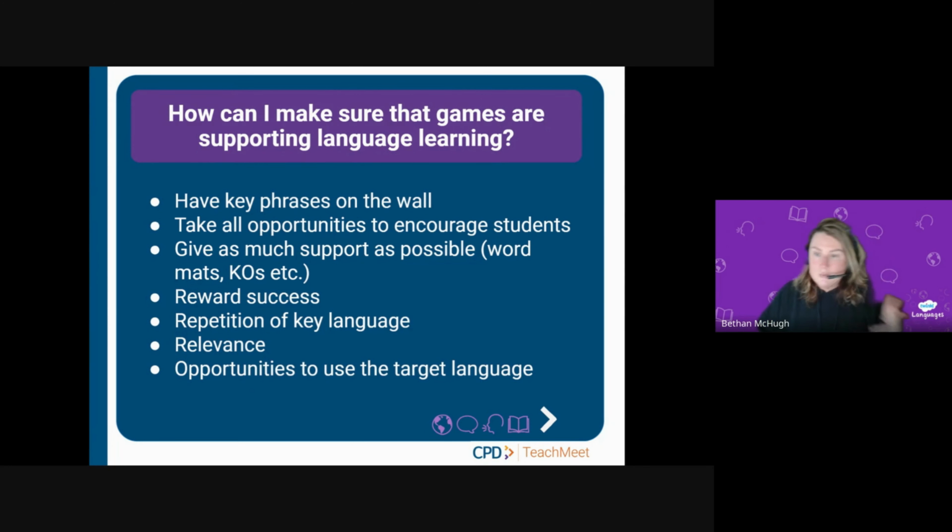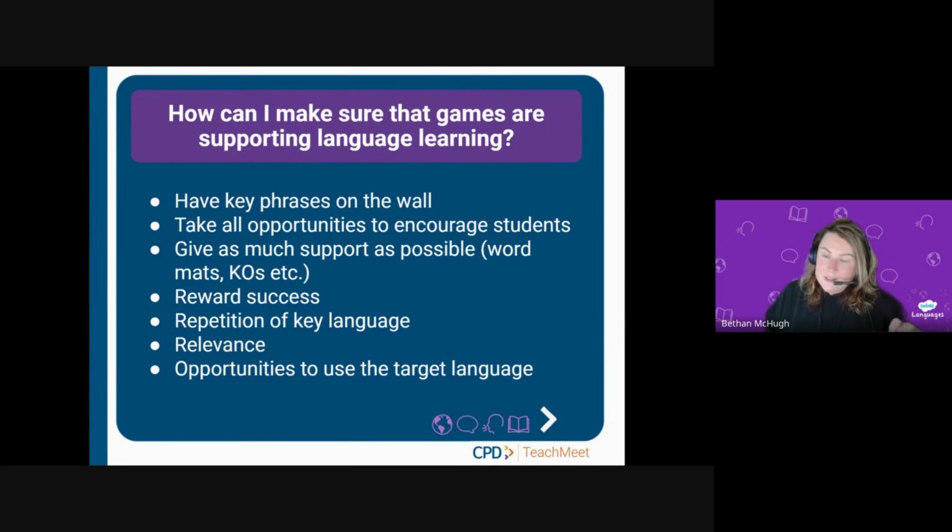Rewarding success. I don't mean rewarding who's won the game, but rewarding success throughout that game. Praise goes an awful long way, even in games, remember that. Games are a great opportunity to repeat key language. Children can repeat things over and over without actually realizing that they're learning when they're playing a game. As Corinne said, yes, it could well be a dictionary instead of a word mat potentially.